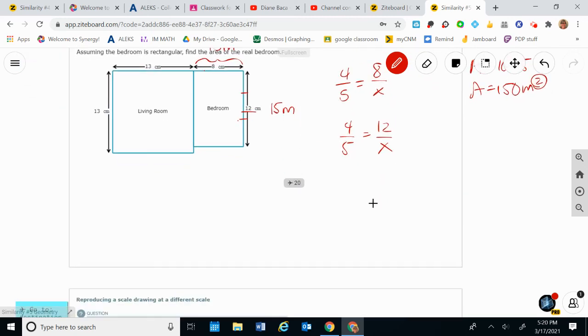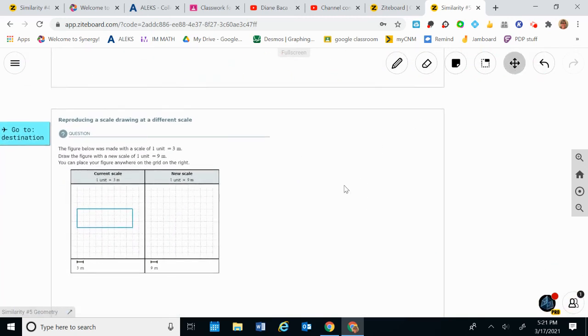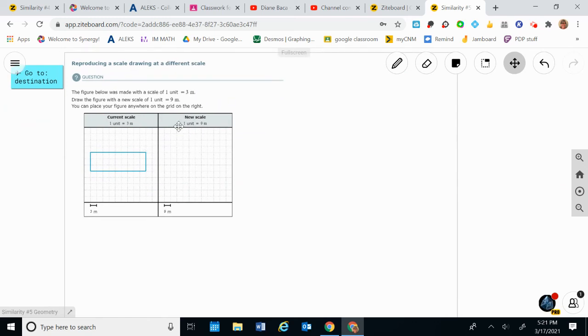Next. This one says reproducing a scale drawing. So now you get to draw, which I think is fun. The figure below is made with a scale of 1 unit equals 3 meters. So each 1 unit is 3. In other words, this would be 9 meters. It says draw the figure with a new scale of 1 unit equals 9 meters, and you can place it anywhere.